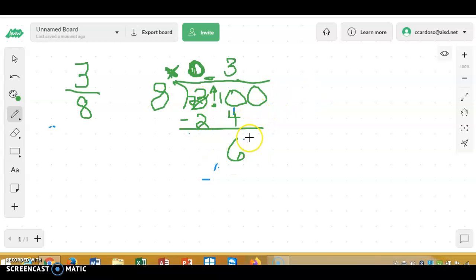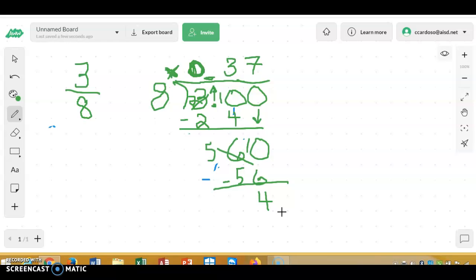Well, 8 can't go into 6, so I'm going to bring down this 0 to make it 60. 8 can go into 60. Think your 8s times tables. 8 times 7 is 56. And subtract. Can't take 0 minus 6. Going to go over here, borrow. That becomes 10. 10 minus 6 is 4. 5 minus 5 is 0. And I have 4.